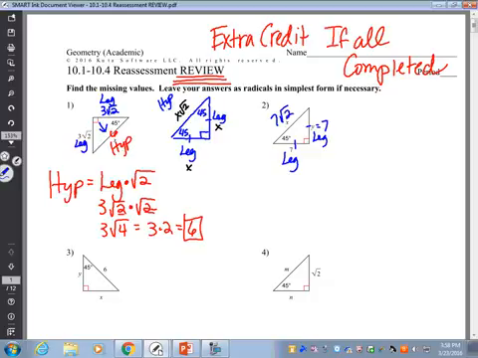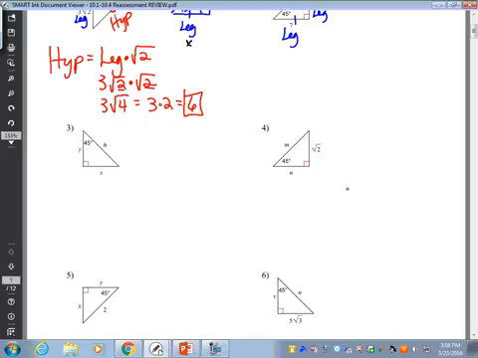Now, I know some of you are saying, well, it says x radical 2. X just represents the leg. Stop worrying about the letter and understand what that part is. If you understand the parts, I think you can do the problems a whole lot better. All right, now let's try number 3.